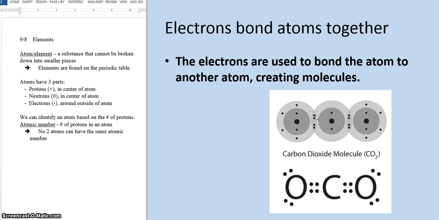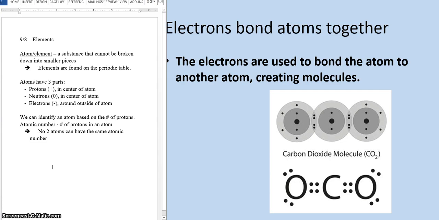So right here, there are 4 electrons being shared, and right here, there are 4 electrons being shared. There's another way to show it down here. Those electrons in the carbon and oxygen atoms are bonded together. That way carbons and oxygens can go together and make one molecule called carbon dioxide.